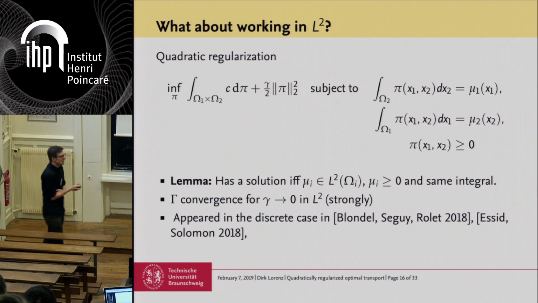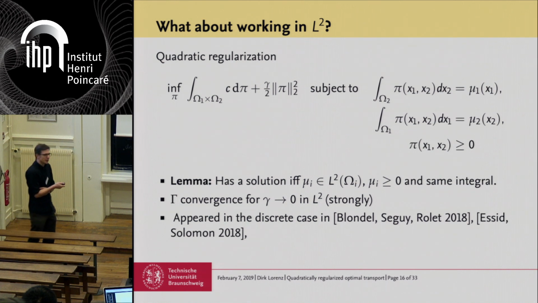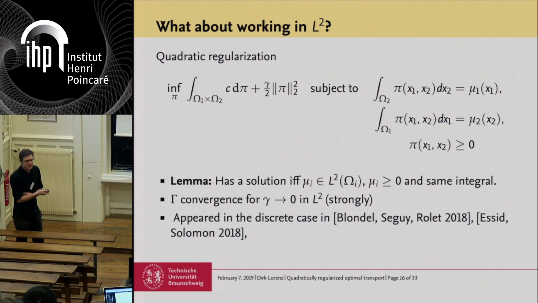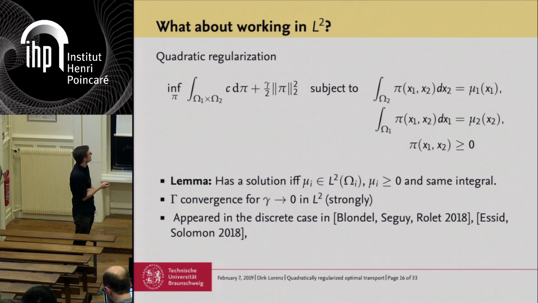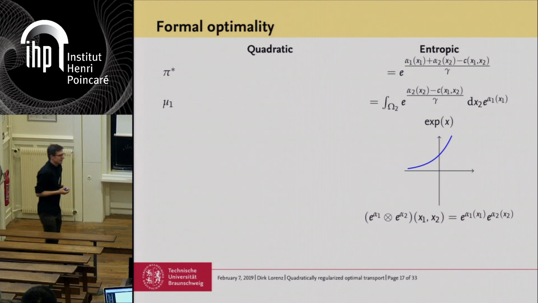Okay, you also get this gamma convergence for gamma to 0 in L2 strongly, which is also very simple. And I should add that this kind of regularization has been used already in these two papers in the context of machine learning, actually. So it's not our invention, but we wanted to look at this again from the continuous point of view. Does it work in the continuous case? Because if it does work in the continuous case, there's a good chance that it's also going to work in the discrete case.